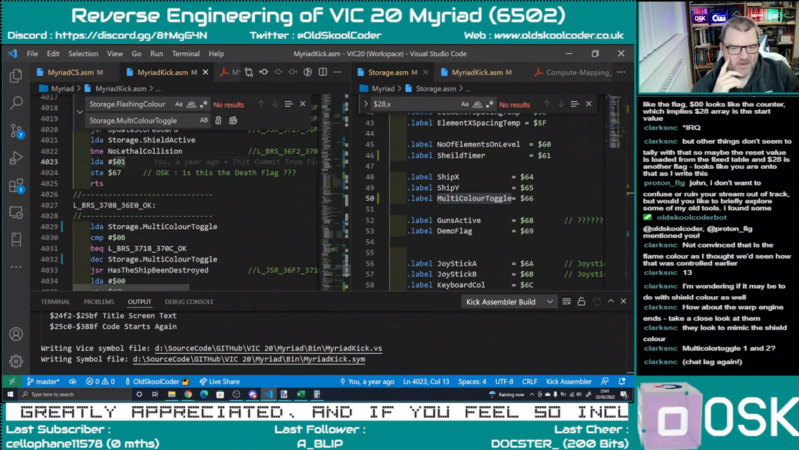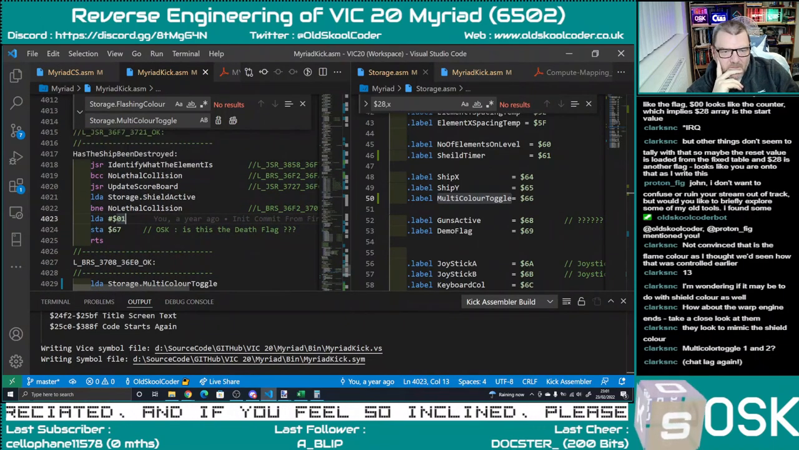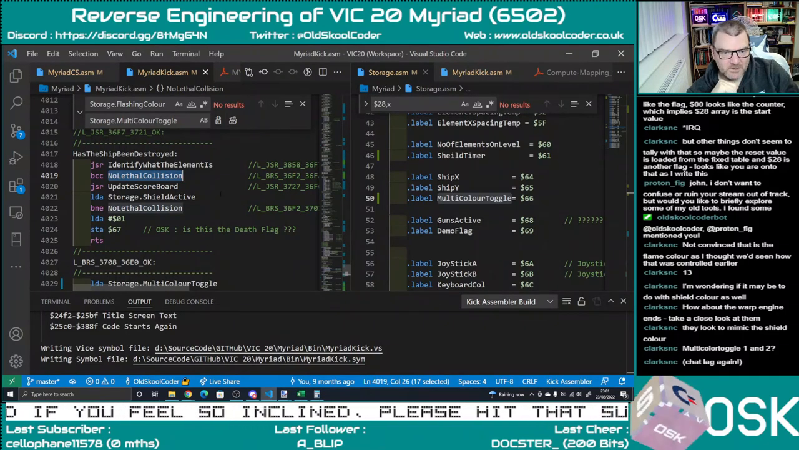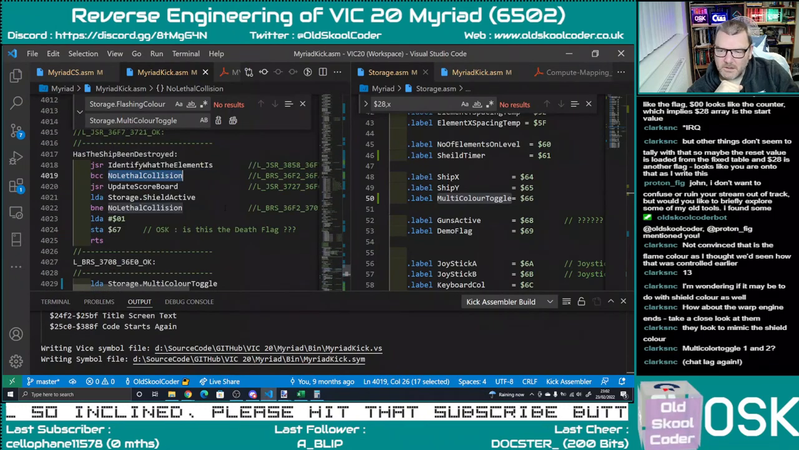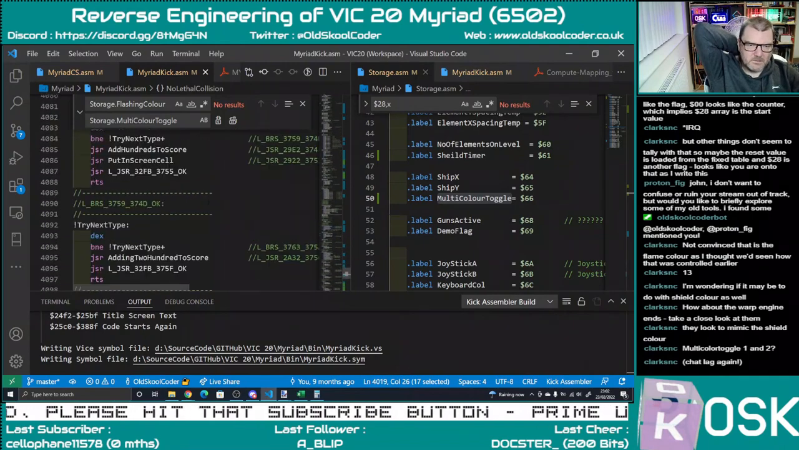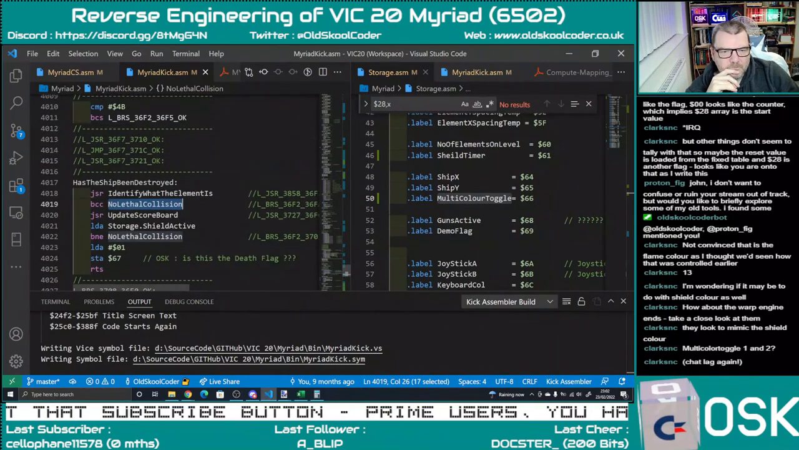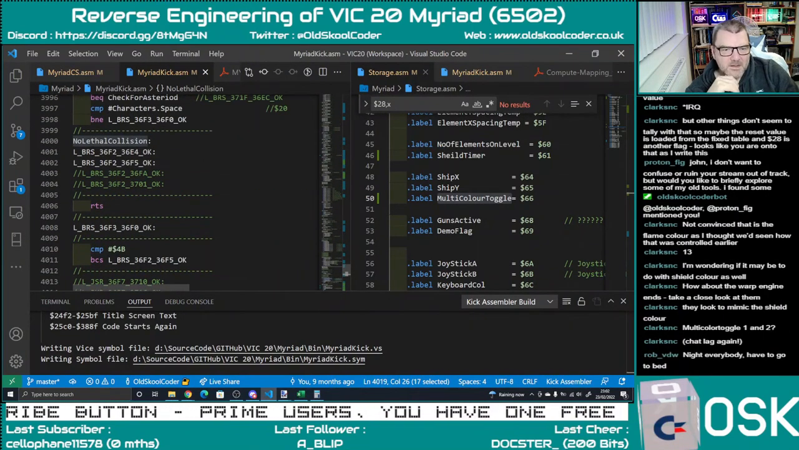Now, 67. I reckon that's the death flag. So, branch if carry clear, no lethal collision is... where's that? Is it up? Oh, there it is. No lethal collision.